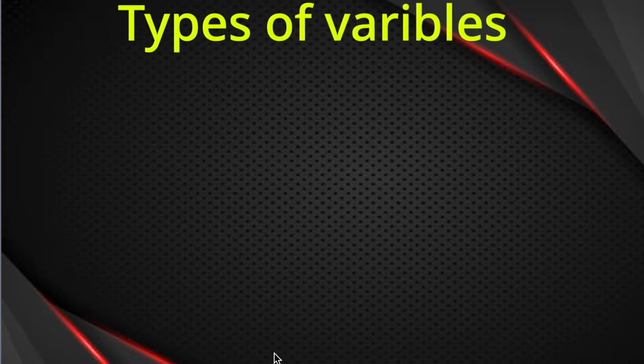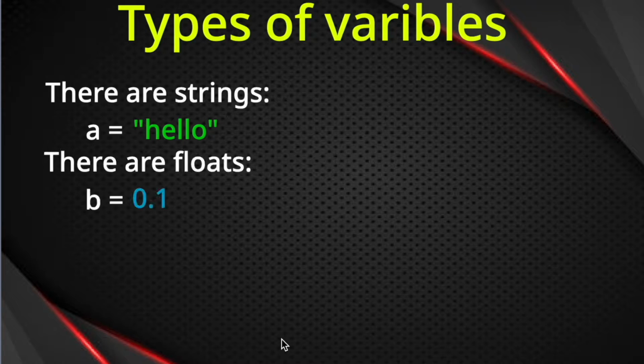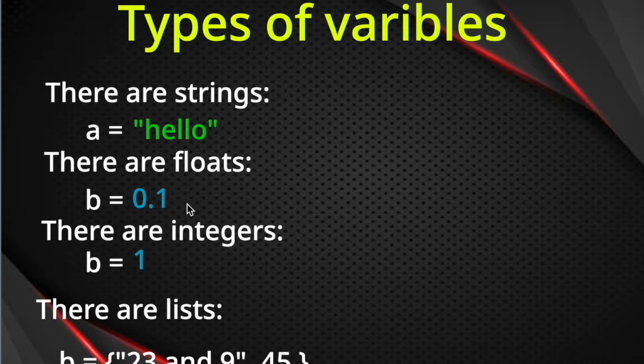So, now we have done what a variable is, let's do what types of variables there are. And the first one I am going to show you about is strings, which are basically just words and sentences, that kind of stuff. Then we can also have floats, which are numbers that end in a point something. For example, 0.1 or 5.6 or anything like that ends in a point something. Next, we have integers and lists. Well, lists are a bit debatable, but we have integers.